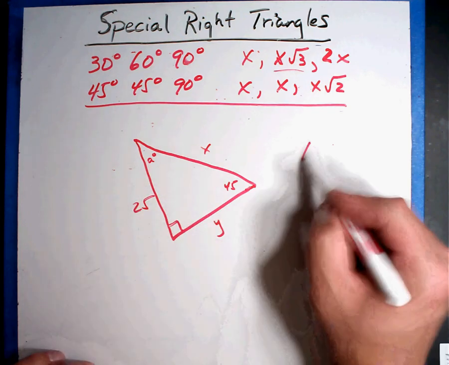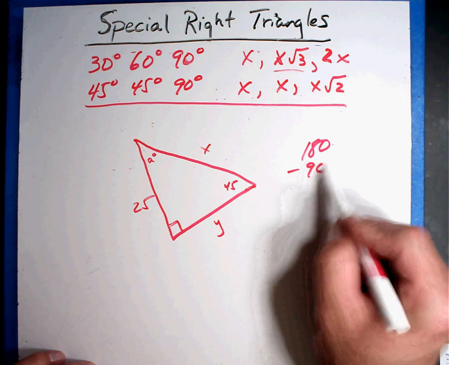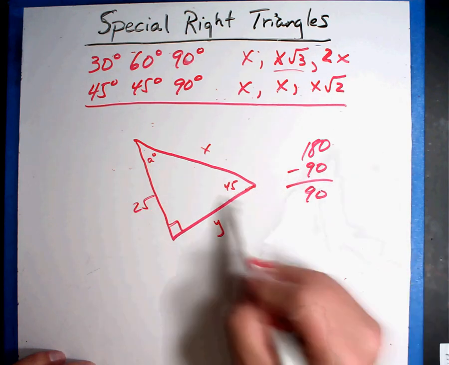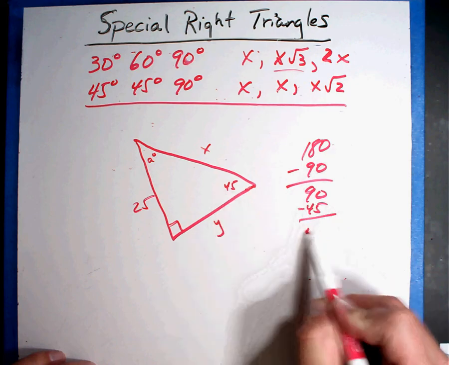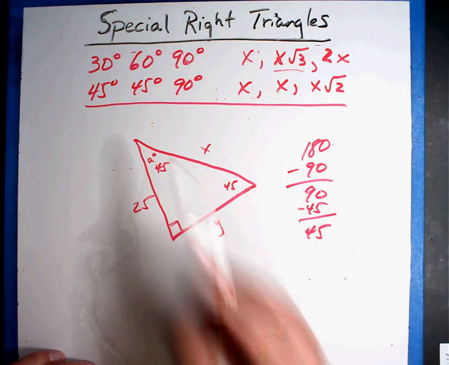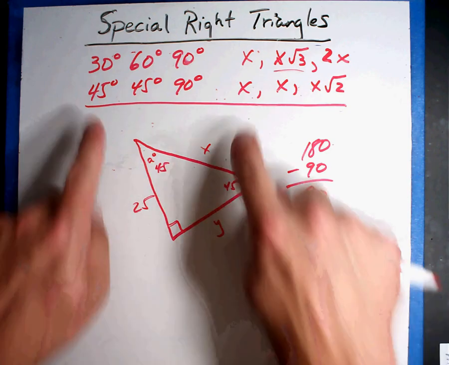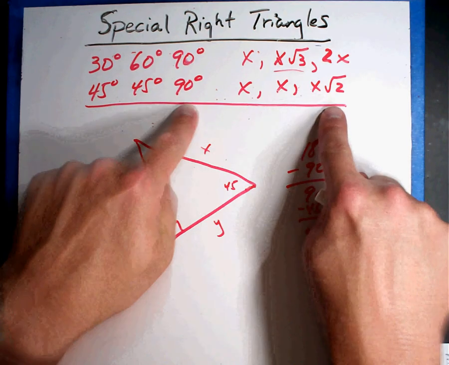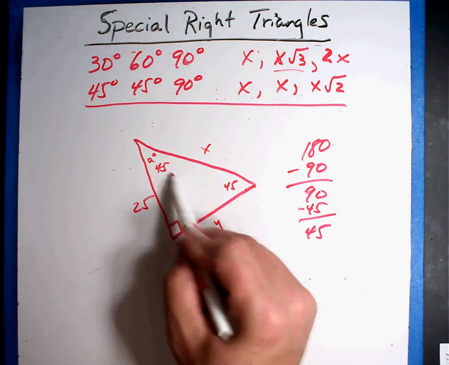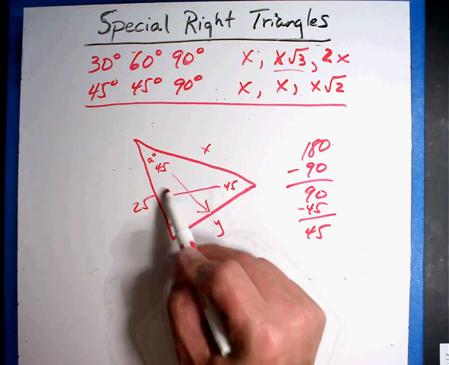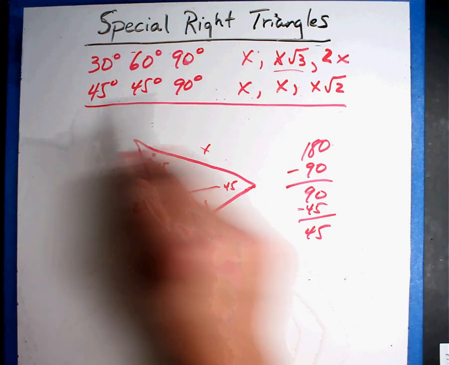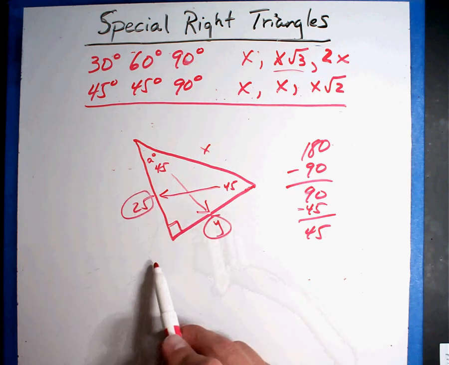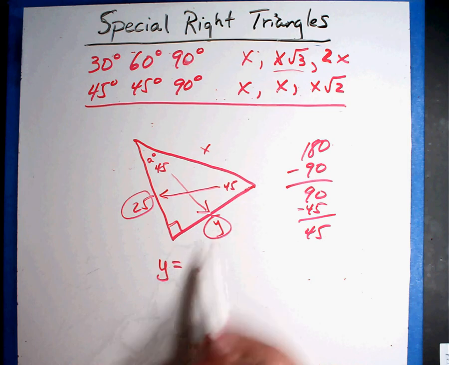Well, 180 degrees is what the angles on a triangle add up to. You take away 90, you have 90 left, minus 45. Well, we just proved that this one's also 45 degrees. If I follow the pattern, 45 is X, 45 is X, and 90 is going to be X square root of 2. If this angle goes with this and this angle goes with this, if 45 becomes X, then X is 25. So whatever this side is, this one is too. And so Y, which is what they labeled it, is 25.